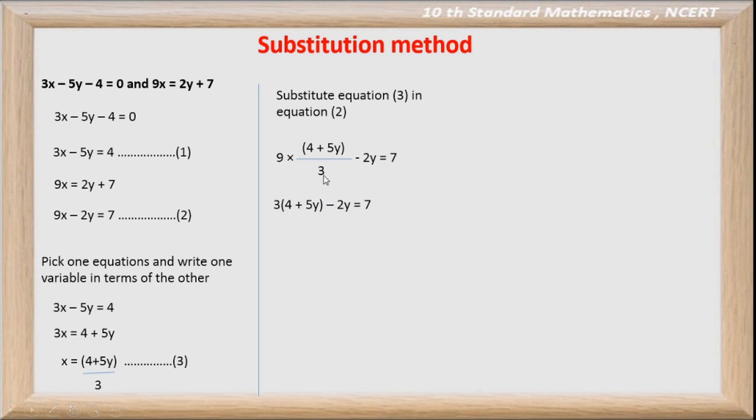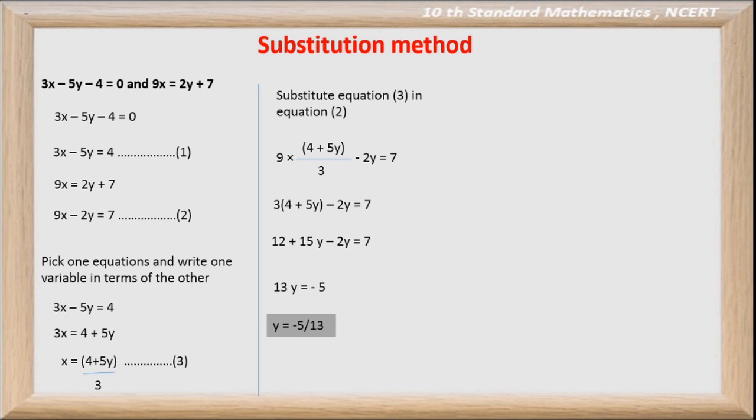So this 9 and this 3 will get cancelled. 3 threes are 9, so here 3 will come. 3 into 4 plus 5y minus 2y equal to 7. Now 12 plus 3 into 5 is 15y minus 2y equal 7. So 12 plus 13y equal 7. Now 13y equal 7 minus 12, which is minus 5. So y equal minus 5 by 13. Now we got the value of y.